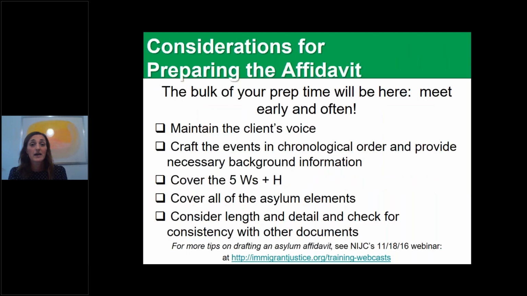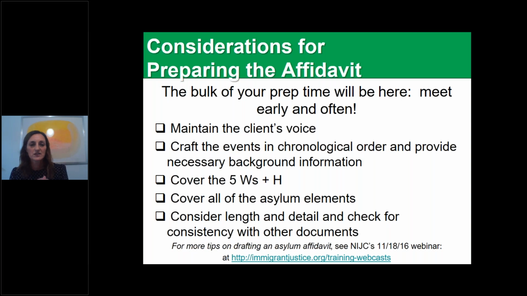So when you're preparing the affidavit, as we've mentioned, this is where we'd recommend really spending the bulk of your time with your client, really working on weaving a comprehensive story for them. You're going to need to meet a bunch of times, and we'd say, yeah, do it now. Meet right away with your clients and get started on this.